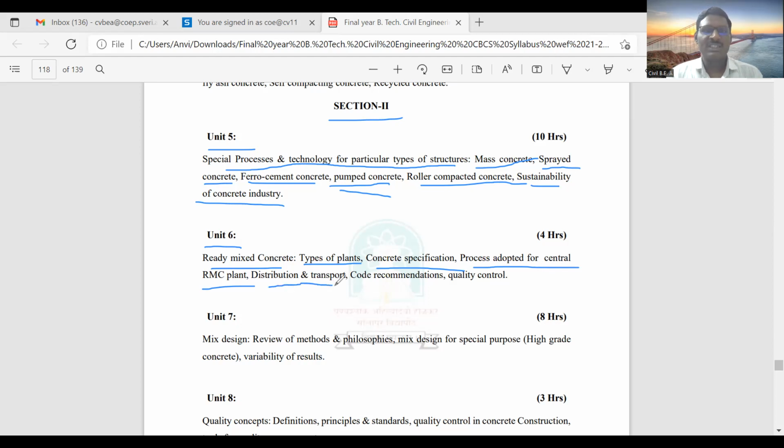Then distribution and transport: how to distribute and transport this concrete from the RMC plant. As I told, the concrete mixer. Have you seen concrete mixers? What is the capacity of a concrete mixer? Can anyone tell me the capacity of one concrete mixer?